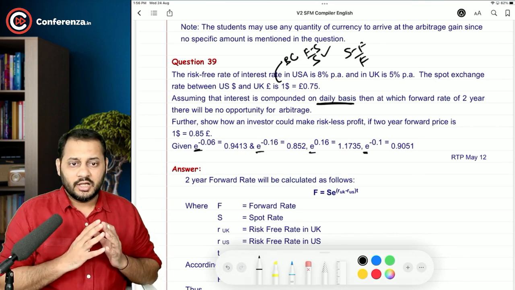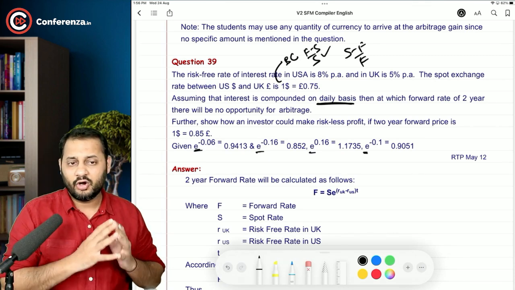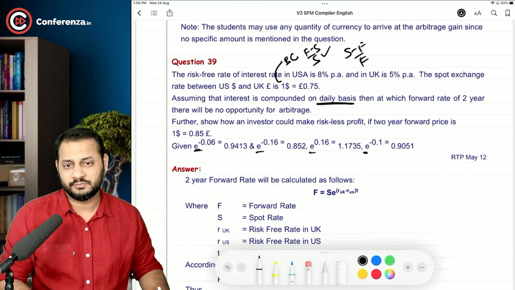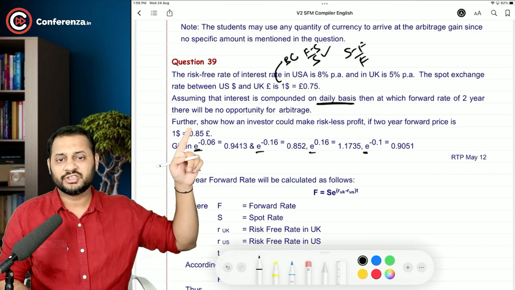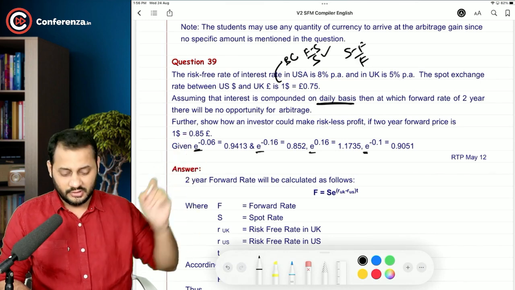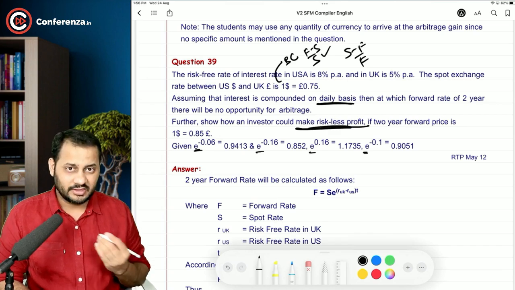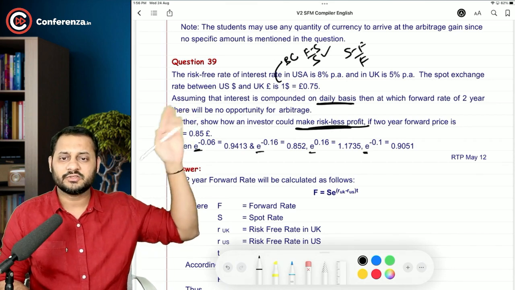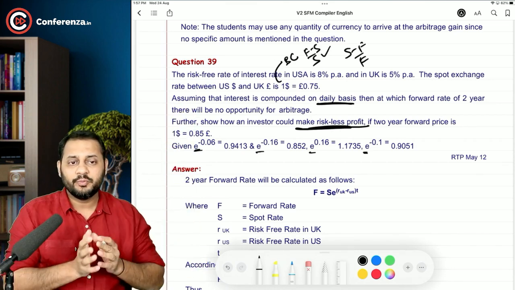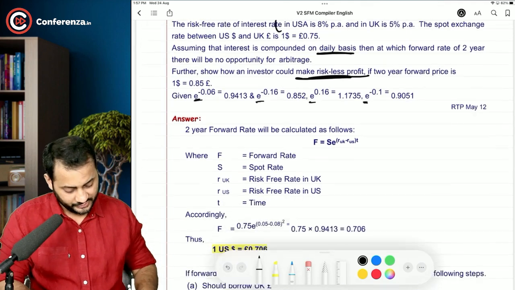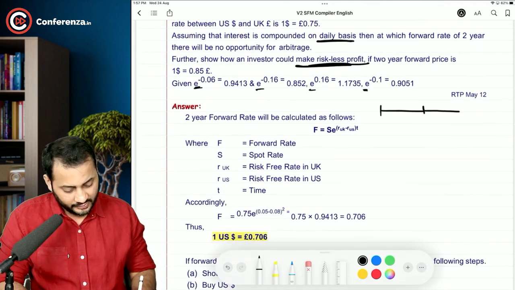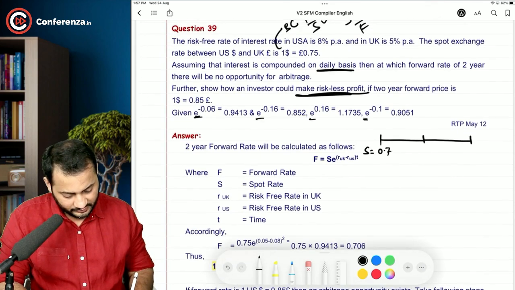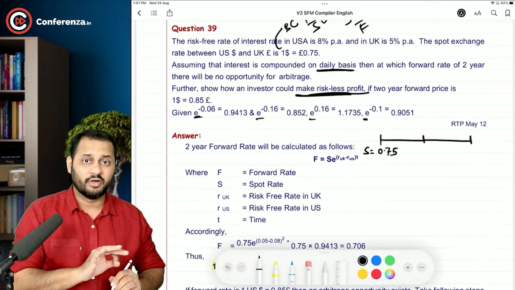That's it. Then at which forward rate of 2 year there will be no opportunity for arbitrage. Further show how an investor could make riskless profit. Riskless profit, that means arbitrage gain, if the forward rate is this much. We'll talk about it later, but let's first find out what should be the rate after 2 year. See, 1 year and 2 year. The spot rate today is 0.75 pound per dollar.